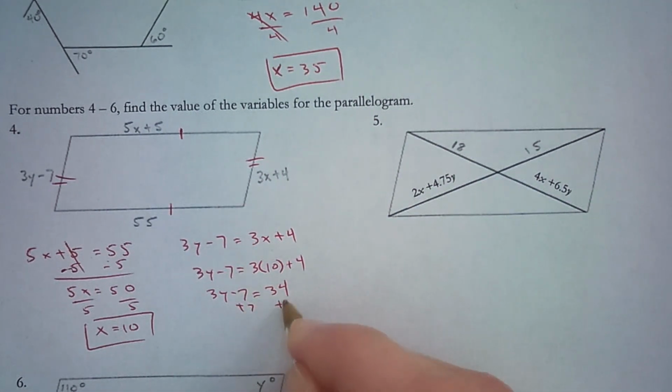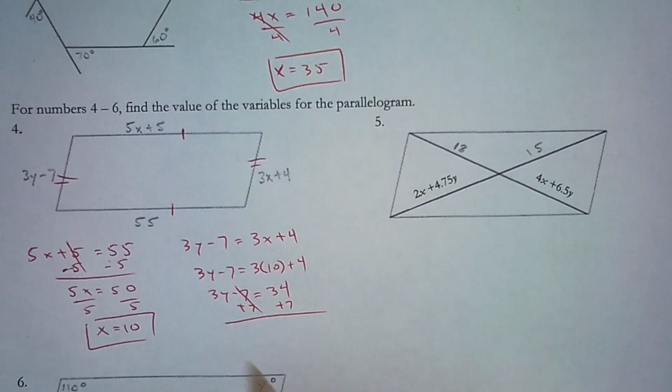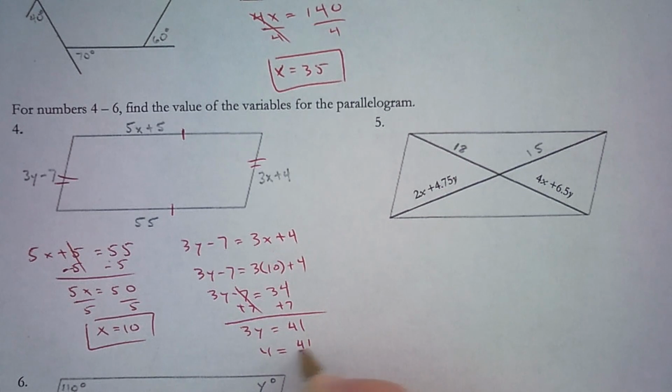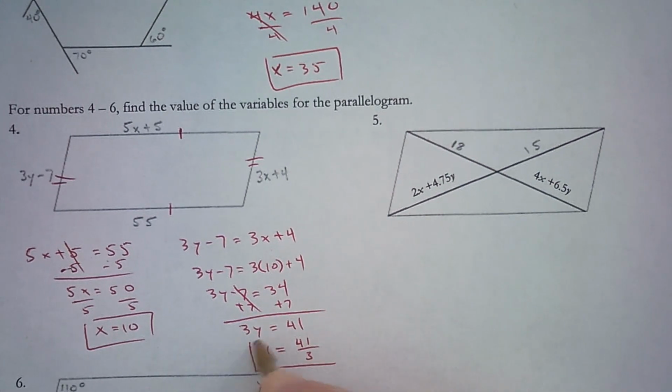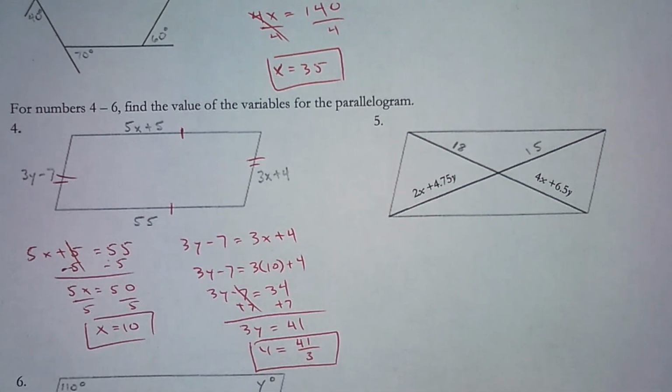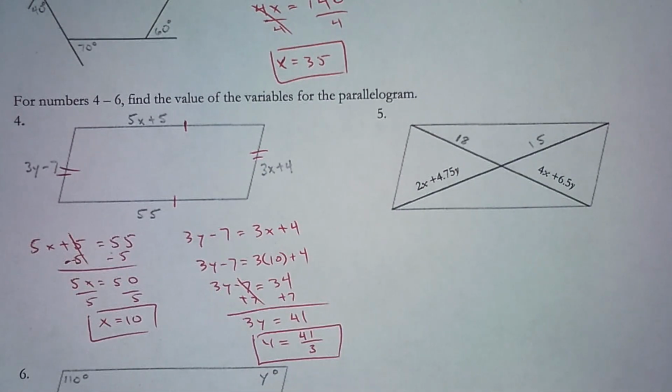So I'll add 7. So I get 3y equals 41. And divide both sides by 3, and I get y equals 41 thirds, or that would be 13 2/3 if I want that as a mixed number.